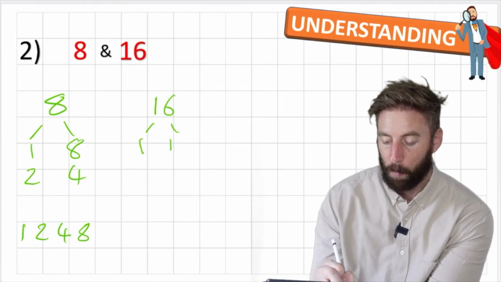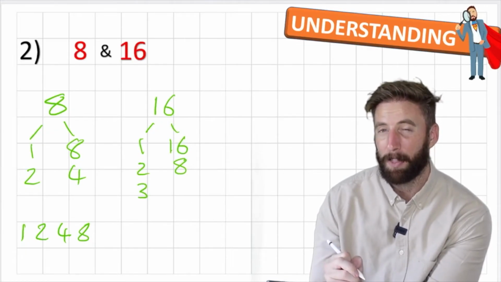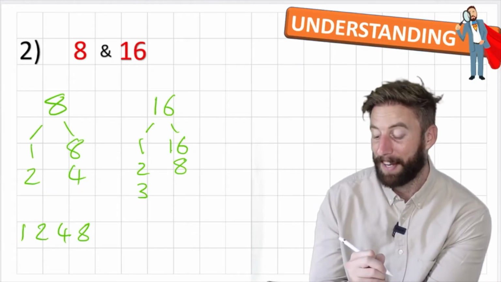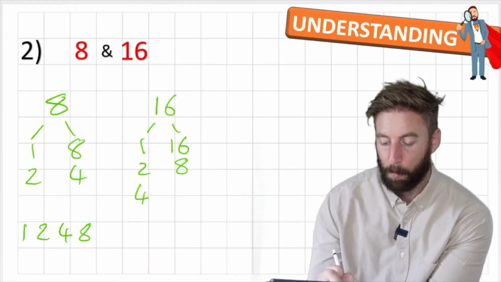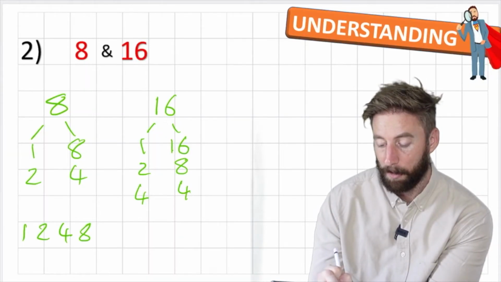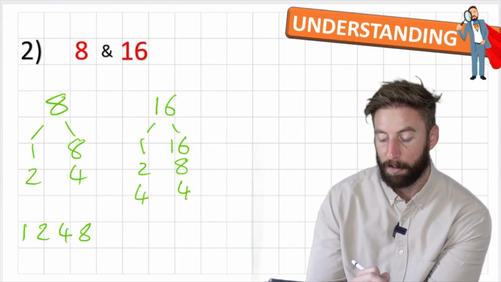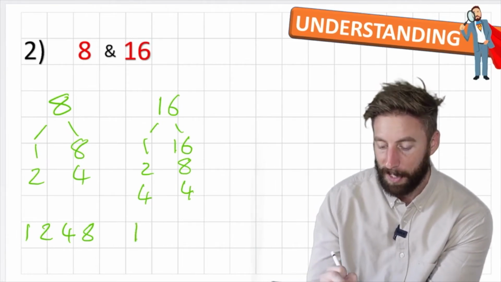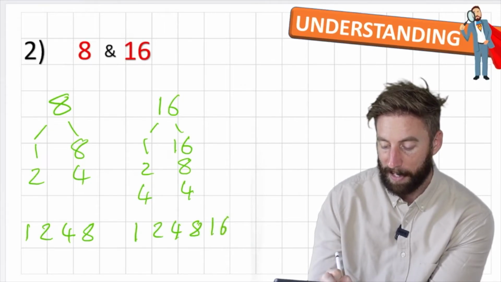Awesome. Now let's look at my factors of 16. I have 1 and 16, 2 and 8, 3. Is 16 divisible by 3? 3, 6, 9, 12, 15. No, doesn't look like it. So 4. And then what do we multiply 4 by? Another 4. So therefore, I know that I've come to the end because I've already now used that other 4. So my factors of 16 are 1, 2, 4, 8, and 16.